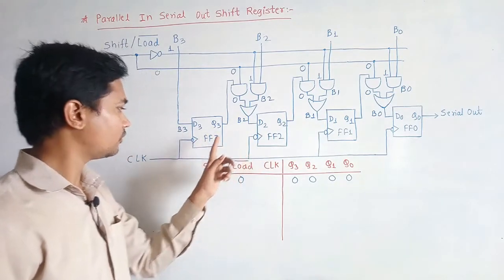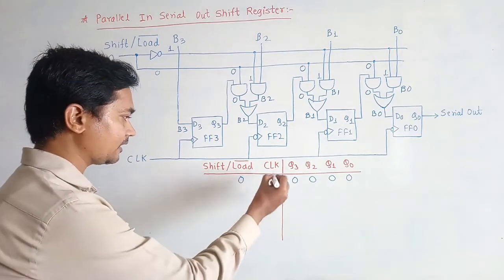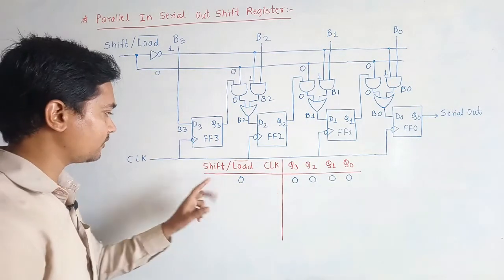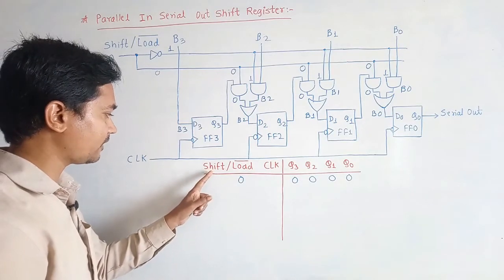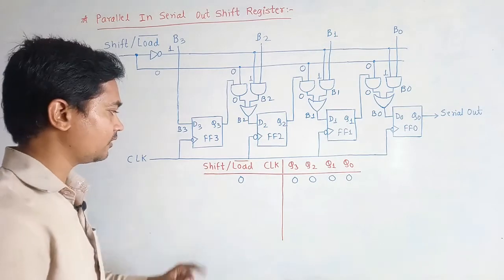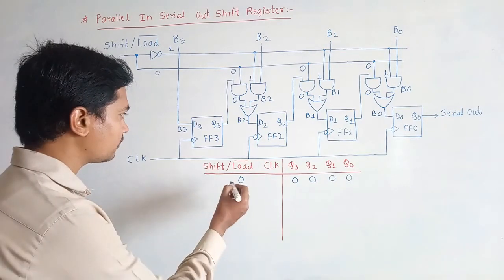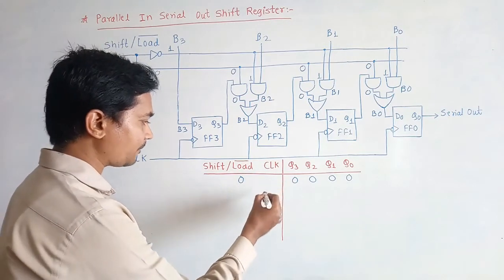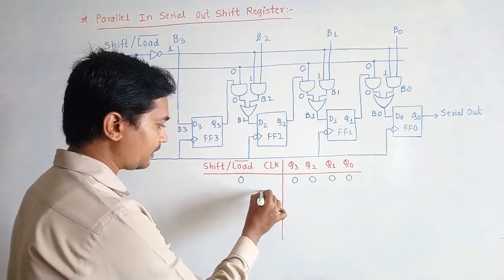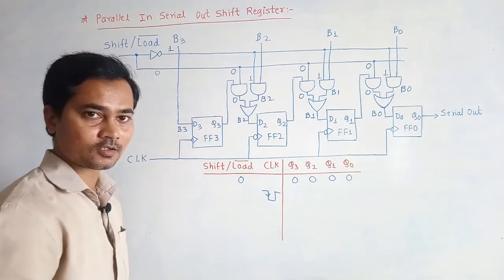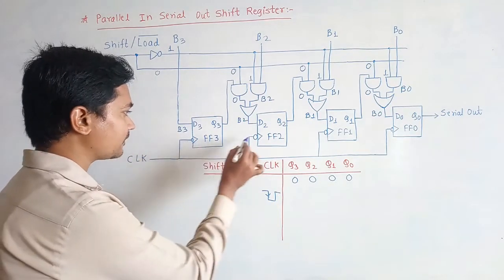Before applying the clock signal, the shift signal should be enabled first. Here we have to first apply the clock signal. When we apply the clock signal, that is a falling edge triggered clock signal, because these bubbles are drawn here.